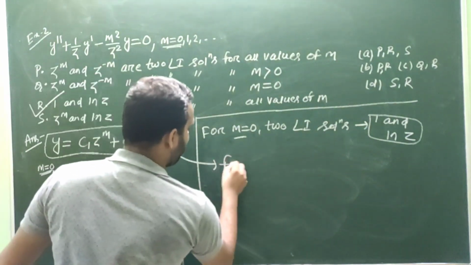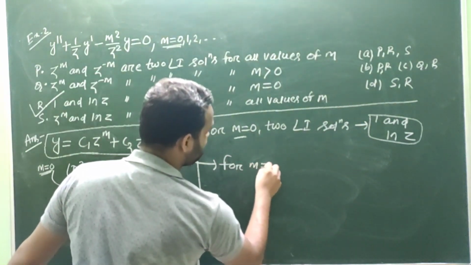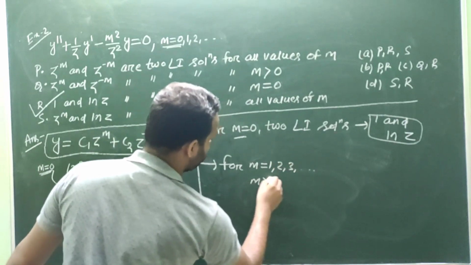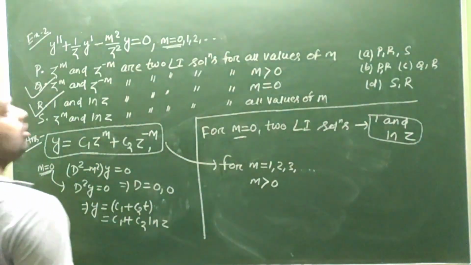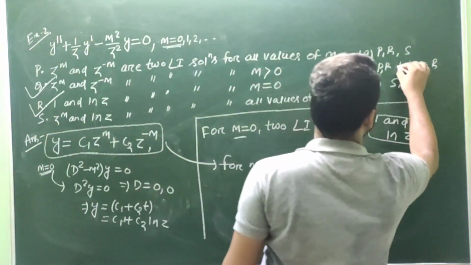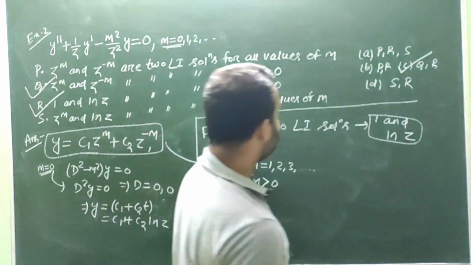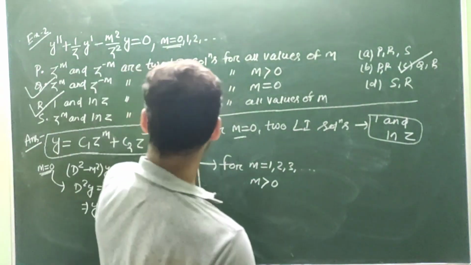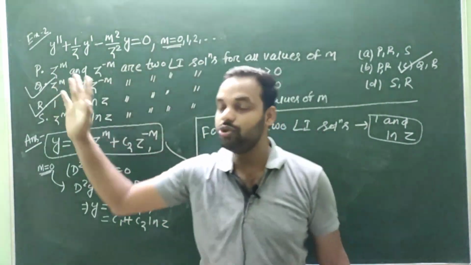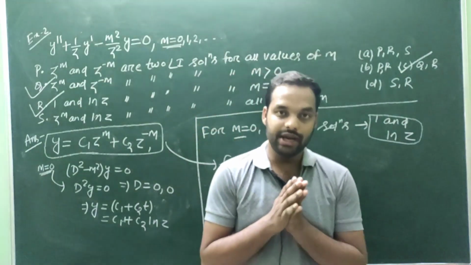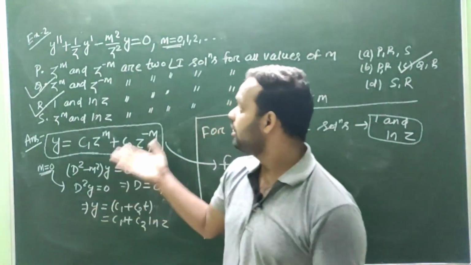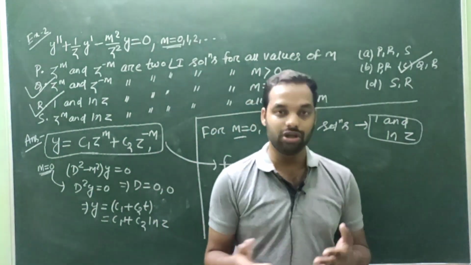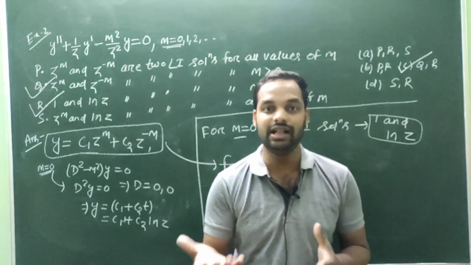And this is for m is equal to 1, 2, 3, and so on, that is m greater than 0. So this option is also right. So Q and R are right, this is the answer. You see how much analysis I have done here. This is a very important question. These are the kind of questions you will be asked in competitive exams, or in some interviews they give you situational problems like this. You just have to do the simple mathematics and find the solutions.